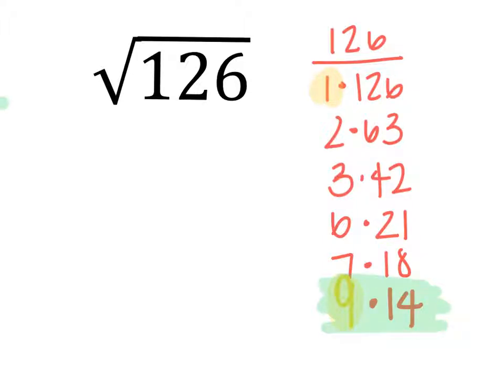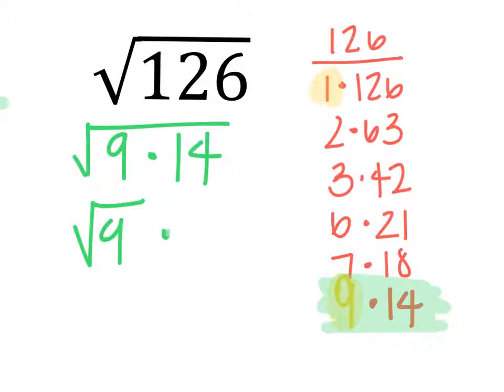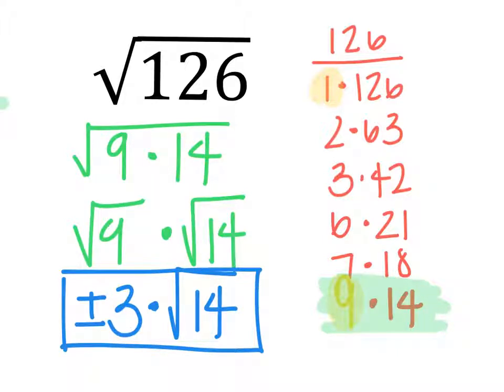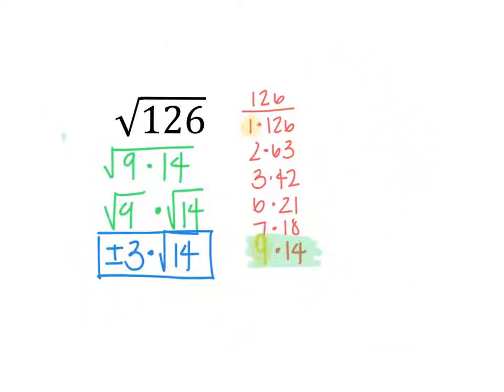So the square root of 126 is really going to be the square root of 9 times 14, which you can break down as the square root of 9 times the square root of 14. And the square root of 9 is positive and negative 3. And then I can't take the square root of 14, so I'm going to leave this as the square root of 14. So the positive negative 3 times the square root of 14 is going to be my final answer. So this is the first way we can do this.